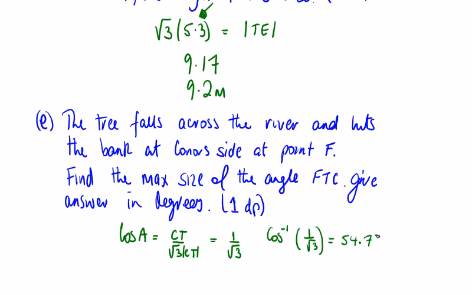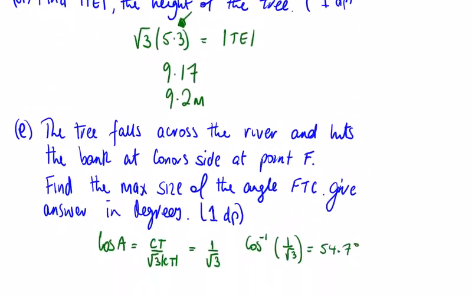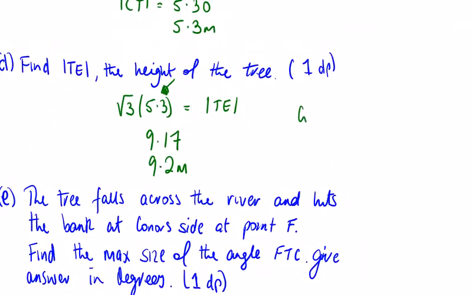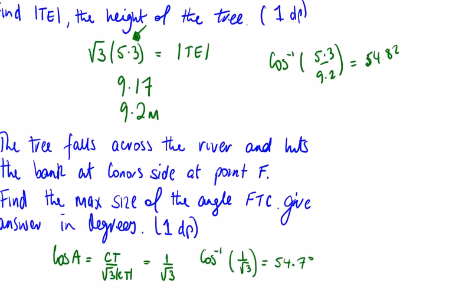54.735, so 54.7 degrees. If we use the 5.3 and the 9.2, let's see what we get. The inverse cos of 5.3 over 9.2 is equal to, that's going to give 54.82. And is there a difference between these? Yeah, we got 54.7. So rounding off too early in this question, which you were asked to do, then will cost you a mark in the final part. So just be careful to use the exact values if you have them.